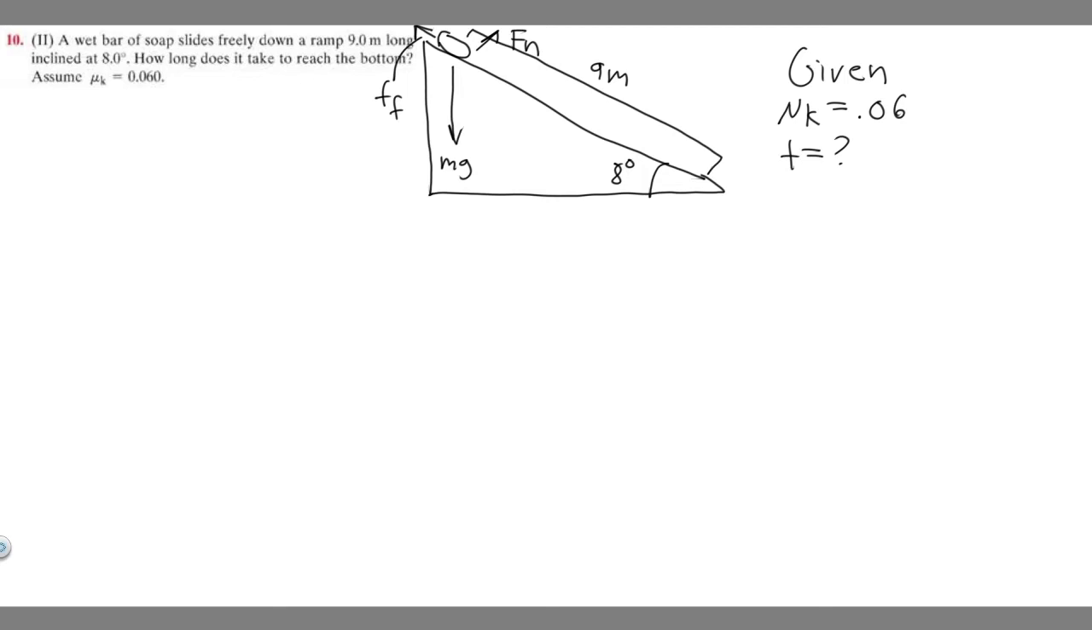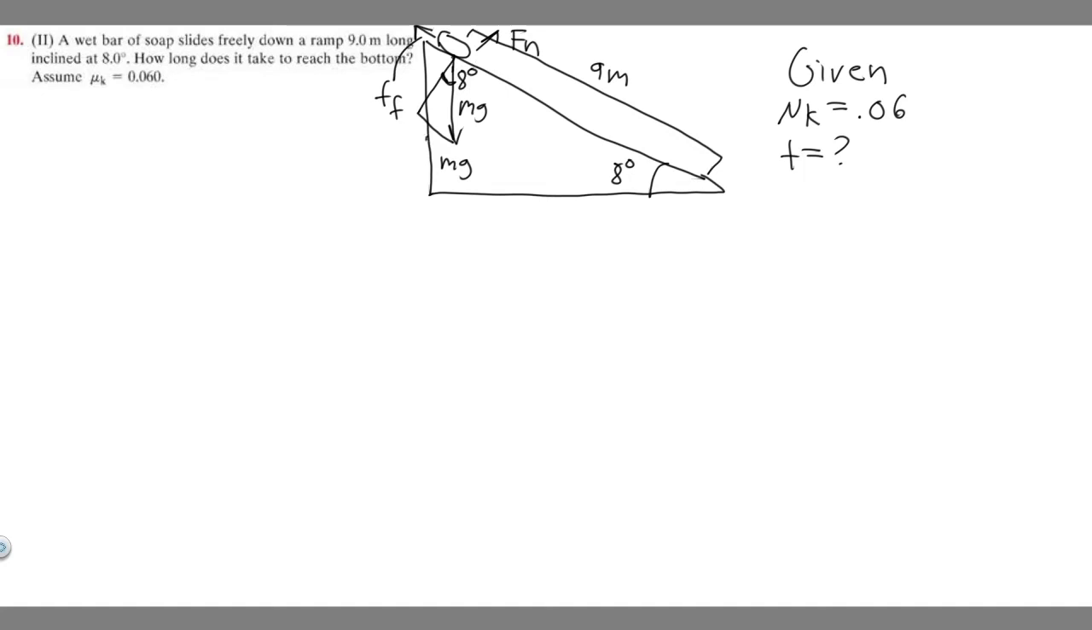Now notice how the weight force is not aligned with any of our axes. This is our y, this is our x. So we want to find the components of this so it's aligned with our axes. If we draw this line aligned with our normal force, and this line parallel to our slope, then this line right here is mg. The angle it creates, theta, is the same angle as this, 8 degrees. You just have to keep that in mind.